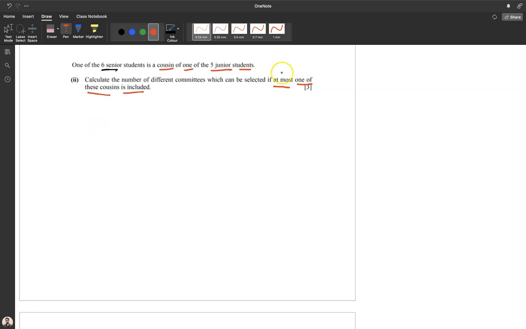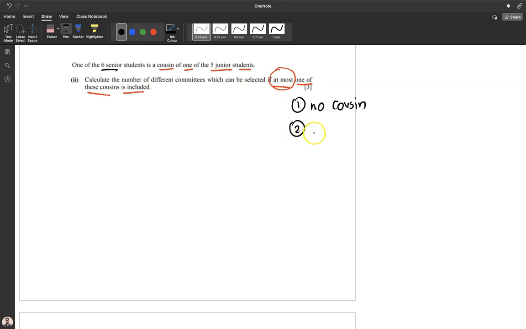At most. What does this actually mean? Be very careful. At most means I can have a maximum of 1 cousin. So what are the different possibilities? I can have no cousin at all. In the entire committee, none of the cousins are involved. It still falls within at most. There is no minimum of cousins here. If they say at least, then you at least have to have 1.